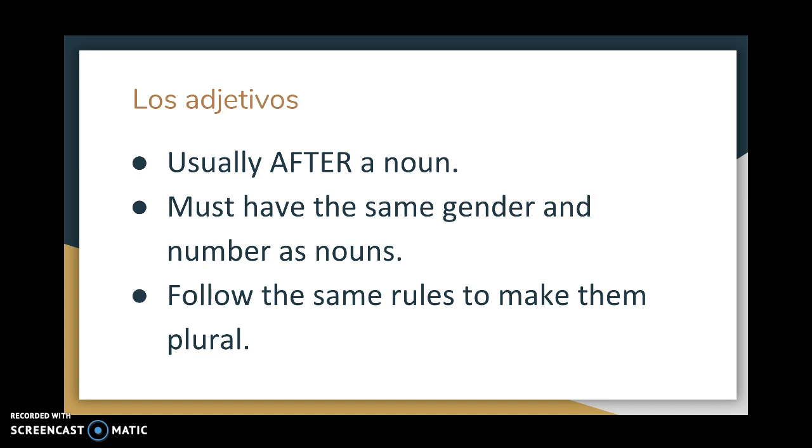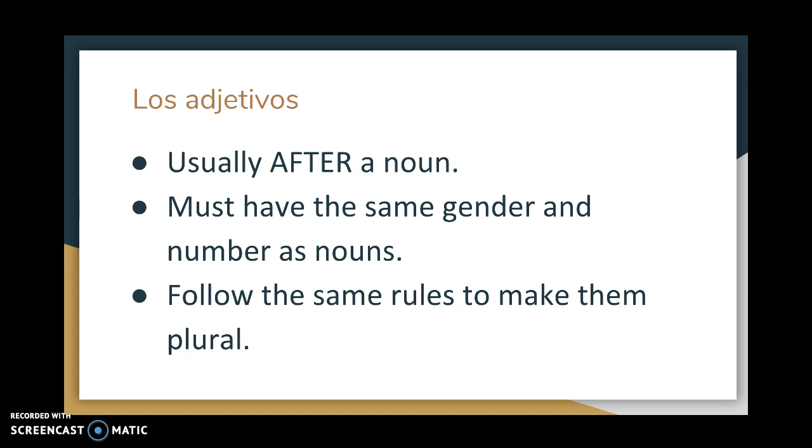We would say the boring class, the interesting movie, the smart students. However, in Spanish, the boring class would be la clase aburrida. The interesting movie would be la película interesante. The smart students would be los estudiantes inteligentes. So you'll notice that you have the adjective after the noun.